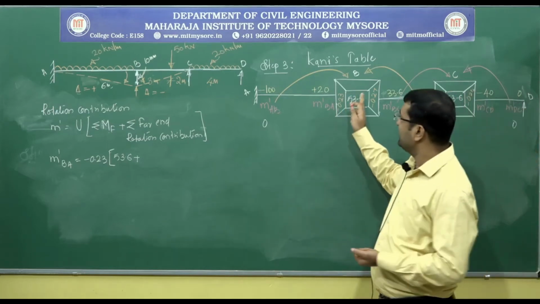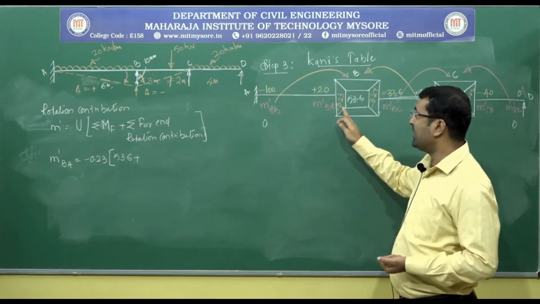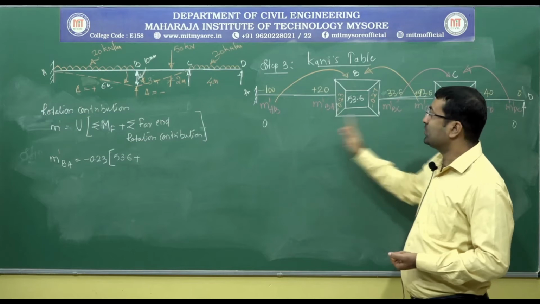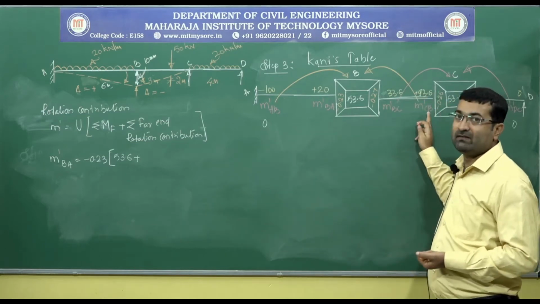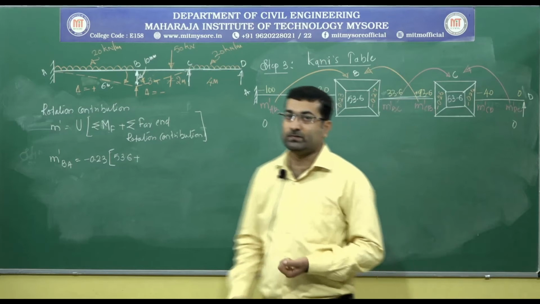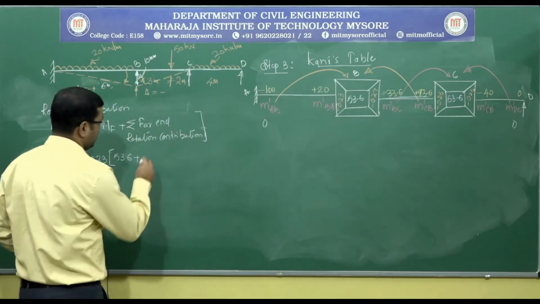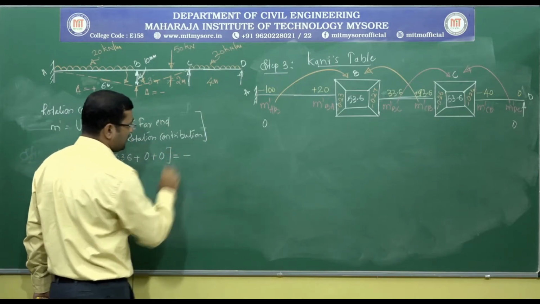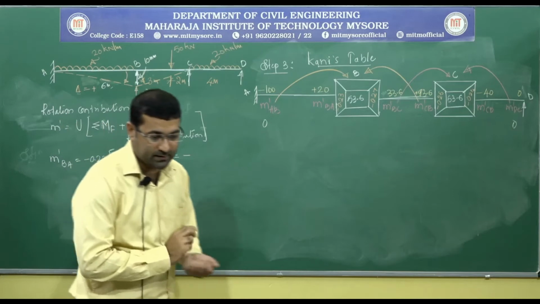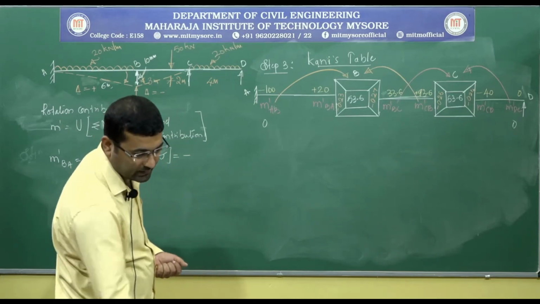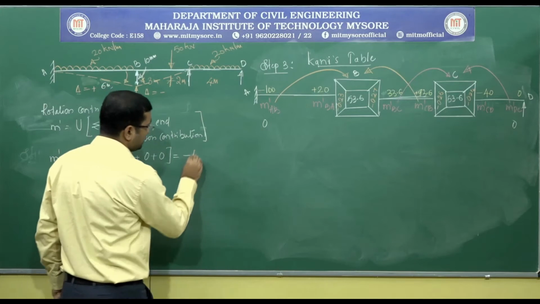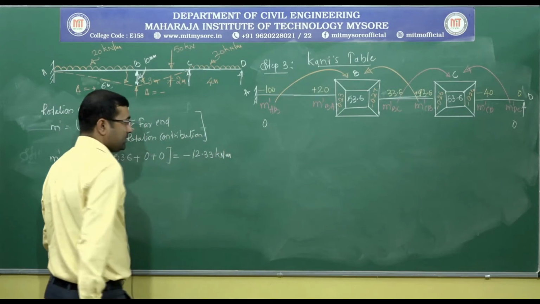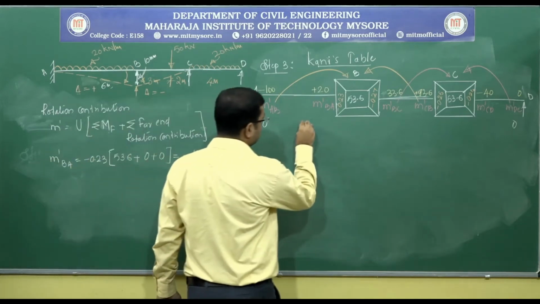Now, while calculating M dash BA, M dash AB and M dash CB are 0, since we don't have any value, so initially I will take them as 0. So here it will be 0 plus 0. This gives me a value of minus 12.33 kilonewton meter, which I am going to write here.